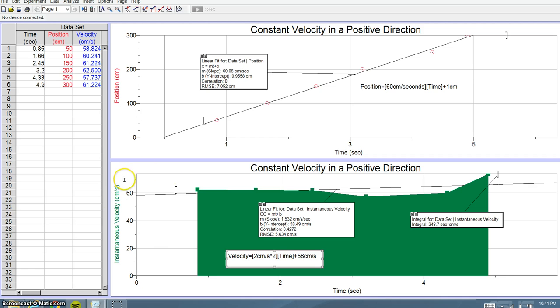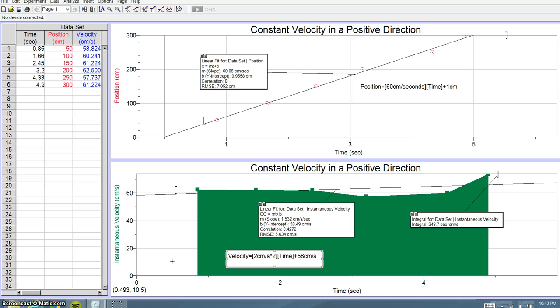So this is my velocity time graph for an object with a constant velocity traveling in a positive direction. So my equation is velocity equals 2 centimeters per second squared times time plus 58 centimeters per second. So basically the slope means that for every second traveled, the object's velocity will increase by approximately 2 centimeters per second.